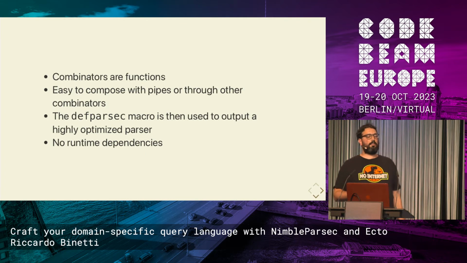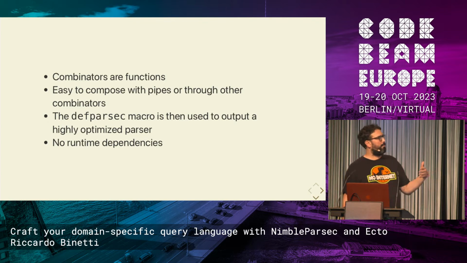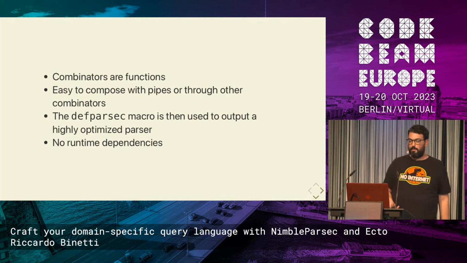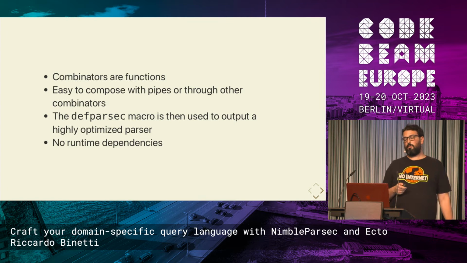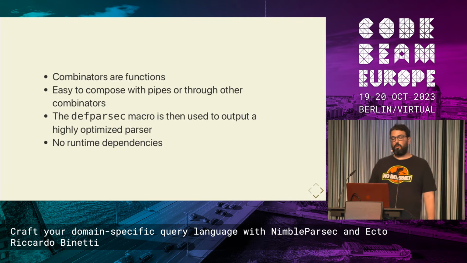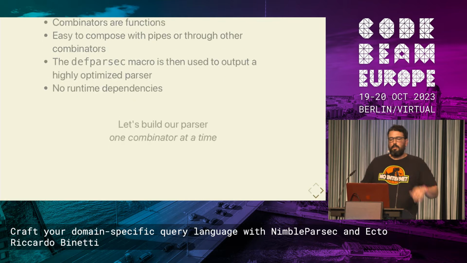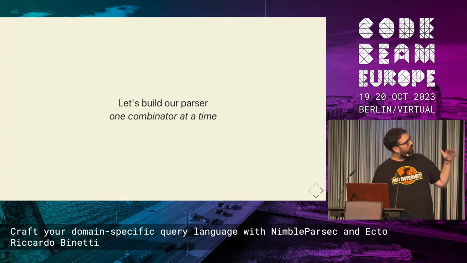In NimbleParsec, combinators are functions, so it's easy to compose them, either piping them one through the other, or using other combinators to combine them. When you're done with your combinator, you usually pass it to the defparsec macro, and the defparsec macro outputs a highly optimized parser. And there are no runtime dependencies for that. I'm going to show a subset of all the combinators available in NimbleParsec, and we're going to try to do that one combinator at a time.